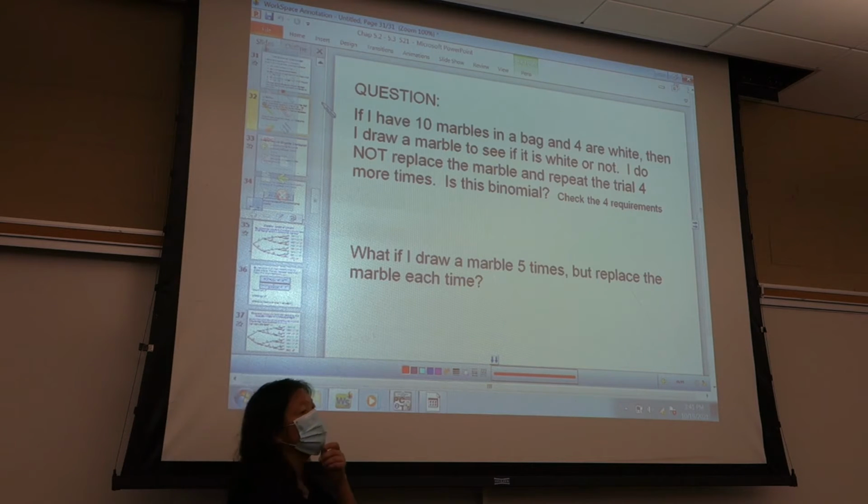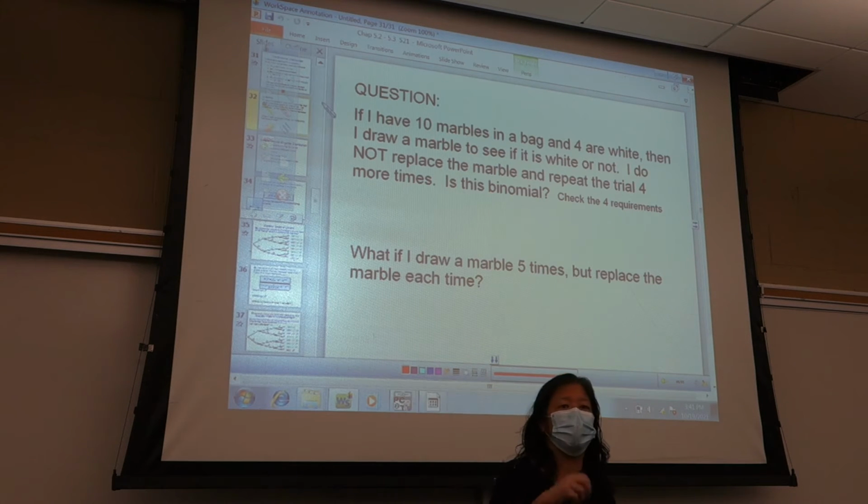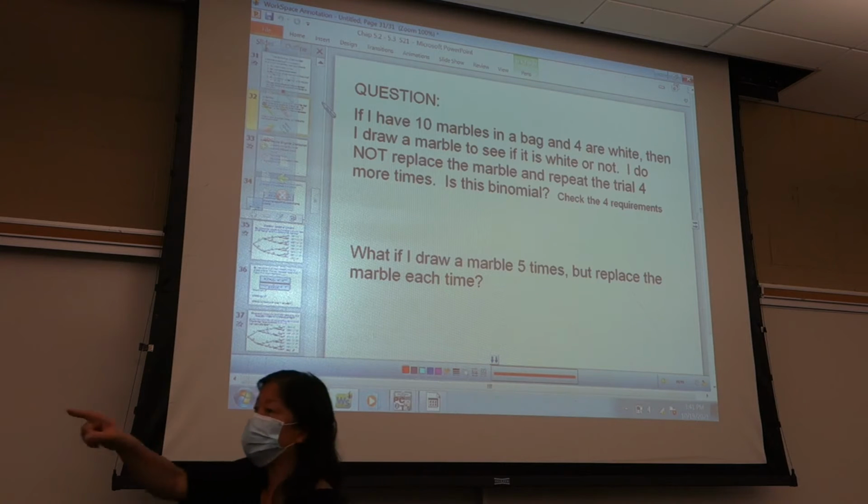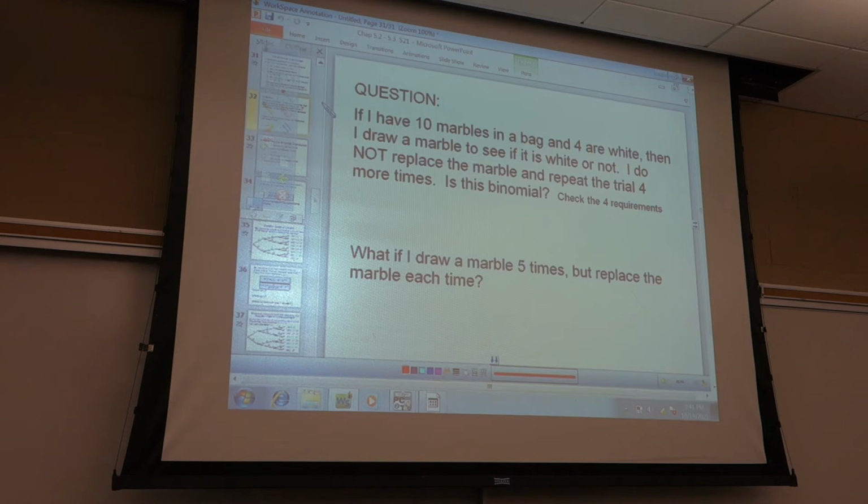Good? So requirement 2 is done. How about 3 and 4? Does the probability stay the same for each draw? No, because I don't replace the marble. So you don't replace the marble, all of a sudden the probability will change each time you draw. Correct? Yes. It starts off with 4 out of 10 being white, and then once you draw it, it's no longer out of 10, now it's out of 9. So this would not be binomial.